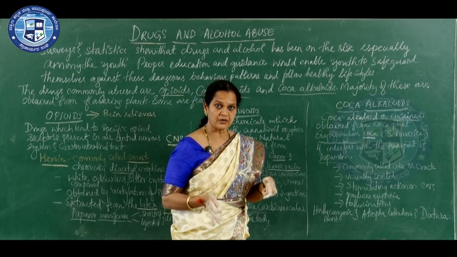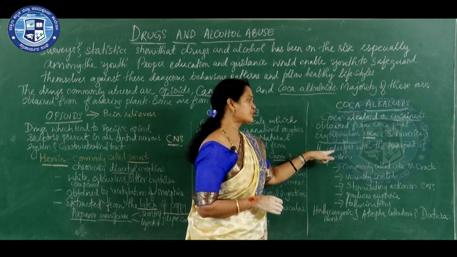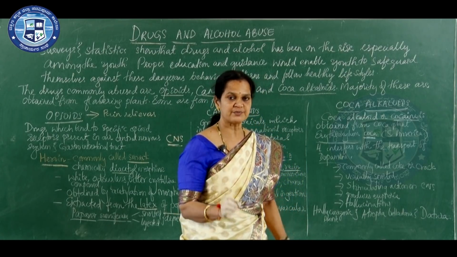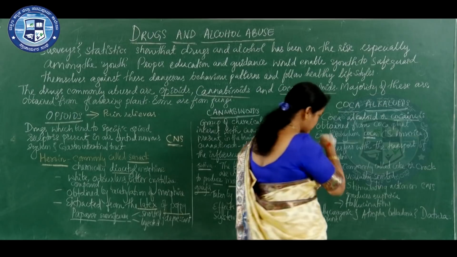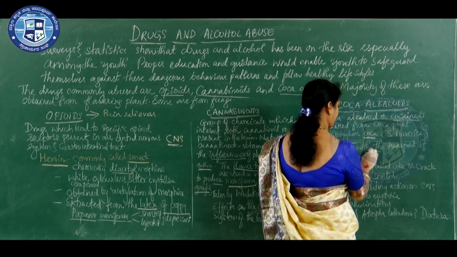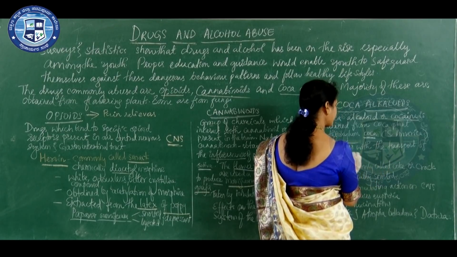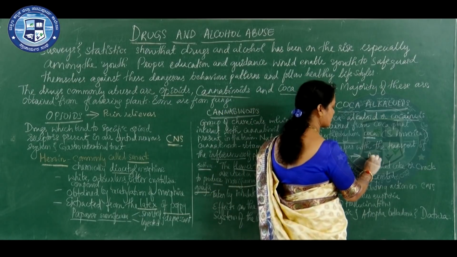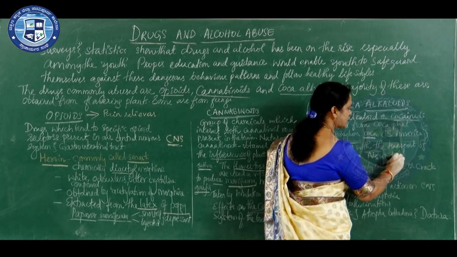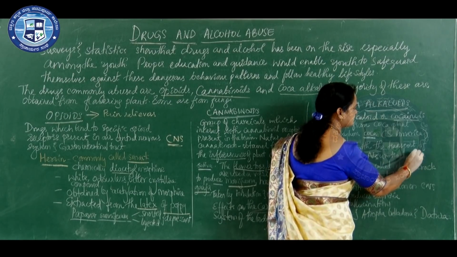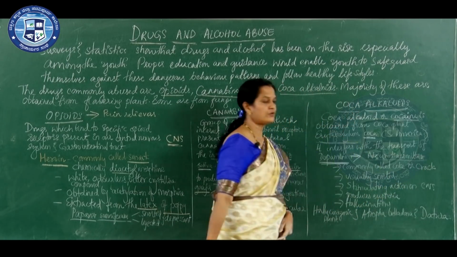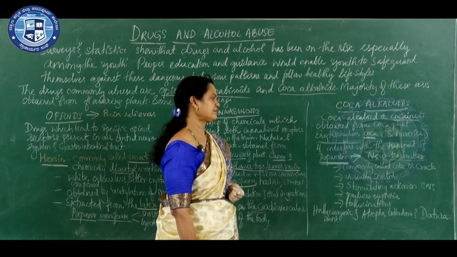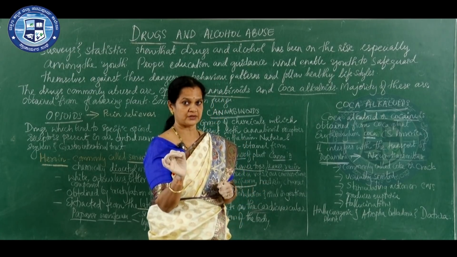It is a coca alkaloid or cocaine, and this drug interferes with the transport of a neurotransmitter required for normal functioning. That neurotransmitter is dopamine. Dopamine is a neurotransmitter, and its transport will be affected by this drug, which is commonly known as coke or crack.